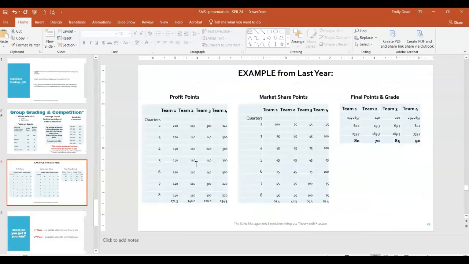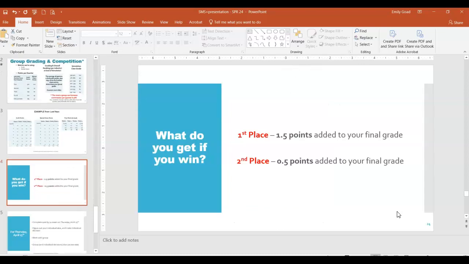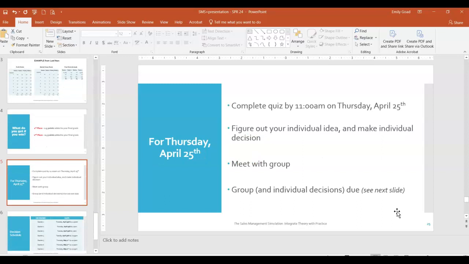So this is an example. Before I've done 8 quarters, we're just going to do 7 to fit within our time constraints. And this is how everything looks in terms of how I'm grading you for your group. And then first place group will get 1.5 points added to their final grade in the class. Second place, 0.5 point.